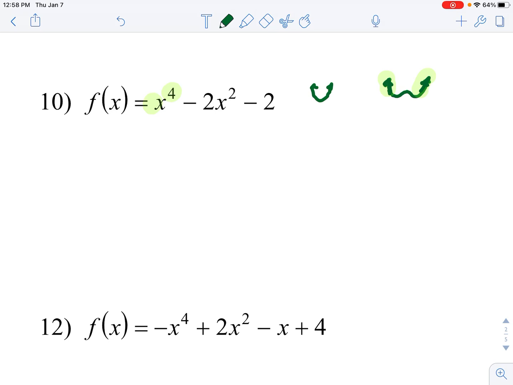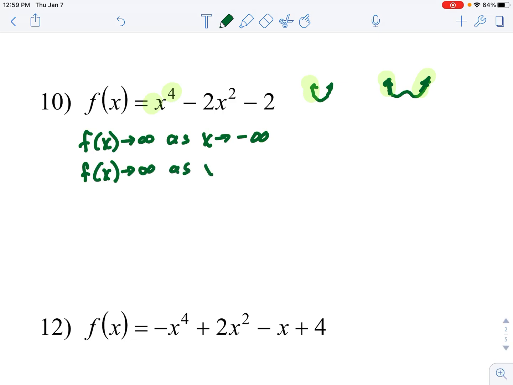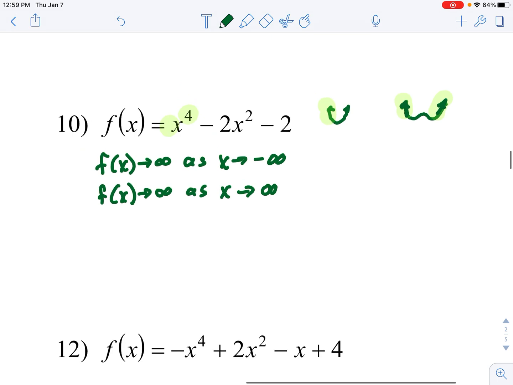So again, we'll do the left first. So the left arrow points up. So f of x goes to infinity, that's up, as x goes to negative infinity, that's left. I just wrote up to the left. And then to the right, it also goes up. So f of x goes up as x goes to infinity, or the right. Up to the left, up to the right.